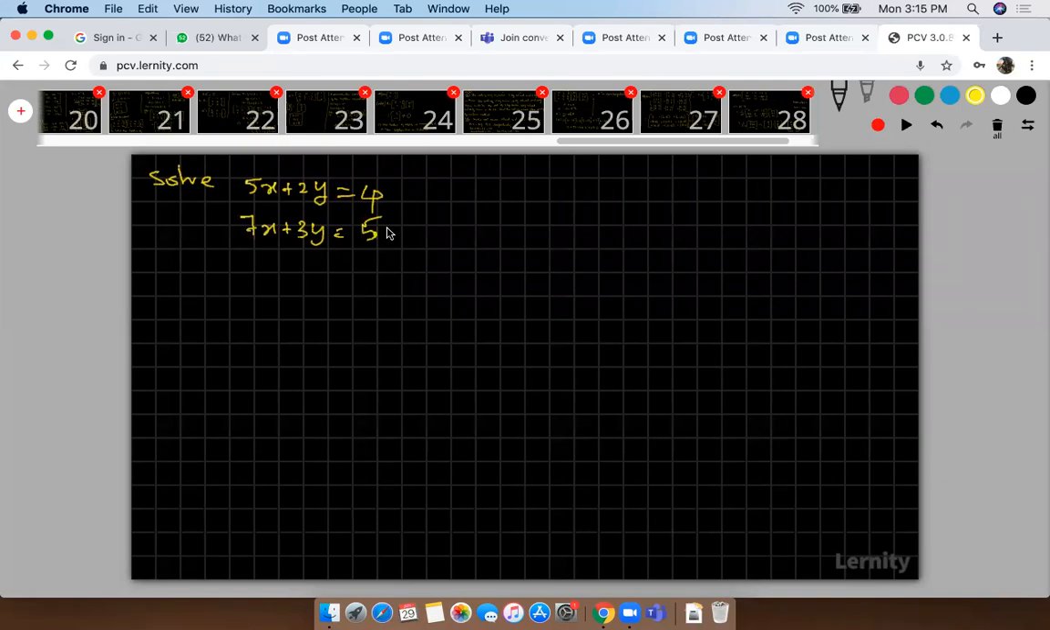Write it in matrix form. Write this in matrix form and write x is equal to A inverse B. Find A inverse, where A inverse is 1 by determinant of A adjoint of A. What is the determinant of A? What is the adjoint of A? What are the values of x and y?